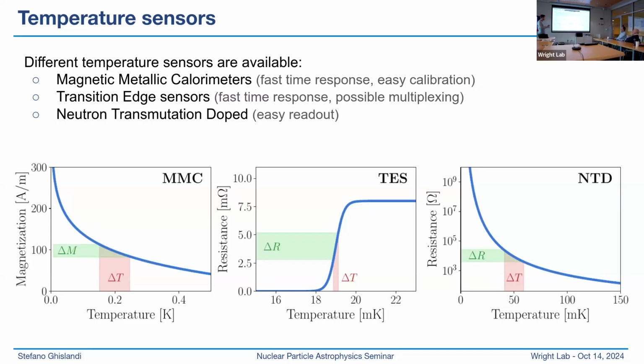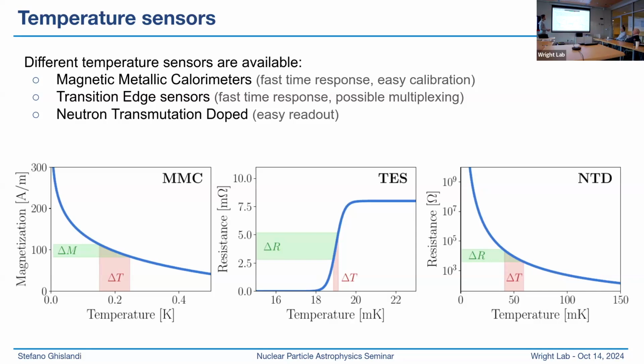Temperature sensors, there are many different temperature sensors. Here are just a few examples. You just exploit a physical parameter that is changing with temperature. For example, if you're using MMCs, the magnetization that you want to measure is dependent on the temperature, while for TES or NTDs, the resistance of the device itself is changing with the temperature.